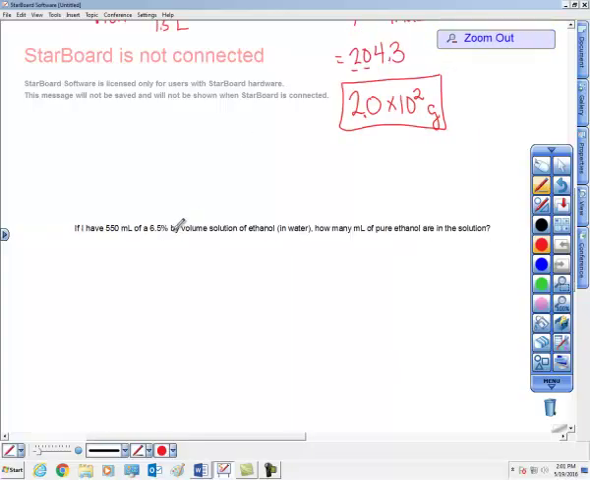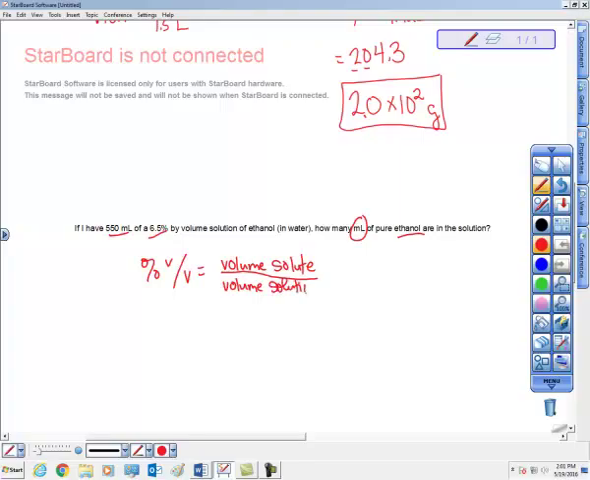Okay, if I have 550 milliliters of a 6.5% by volume solution of ethanol, how many milliliters of pure ethanol are in the solution? All right, let me remind you of how to do that percent volume. What this would be is the volume of the solute, which in this case would be your ethanol, divided by the total volume of the solution. And times it by 100 to change it to a percent.